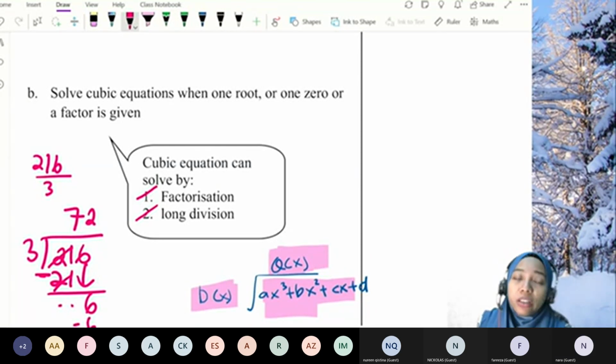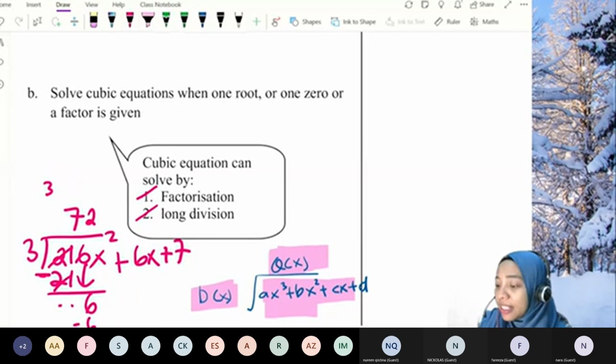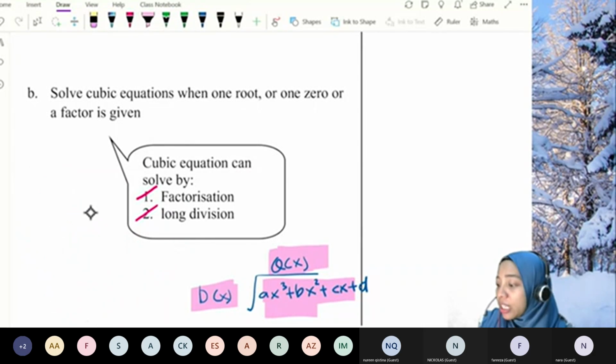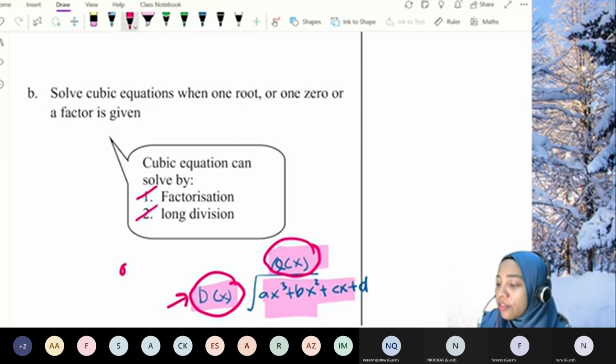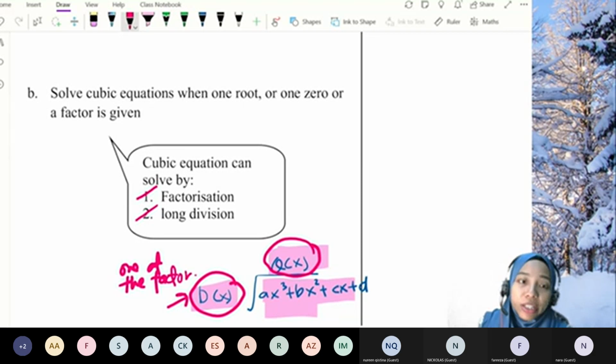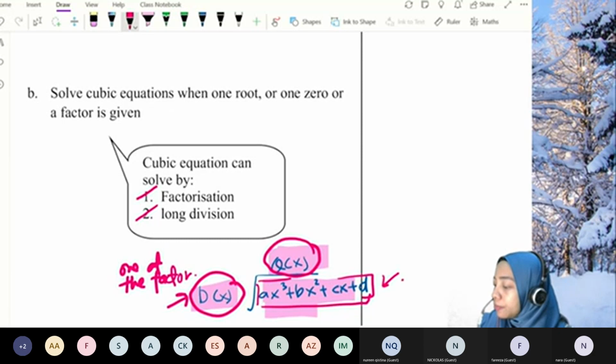So sama juga. Cumanya kalau dulu dekat sekolah involving numbers. But now you are dealing with function. Function x. Function x square. Function 6x plus 7. Tapi the cara, the method is the same. The concept is the same. Okay, this is bahagian atas ni kita panggil dia quotient. Meanwhile yang dekat sini kita panggil dia divisor. Divisor ini diisi oleh one of the factor given in the question. Okay, ini adalah cubic function. Again you all, kita ada apa?